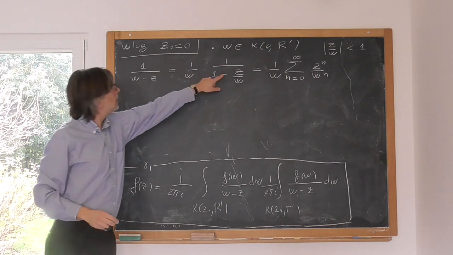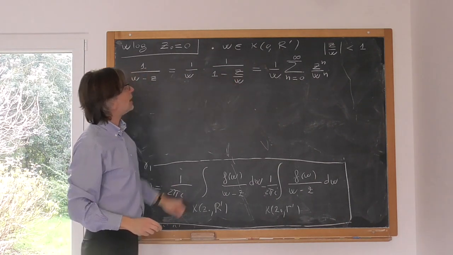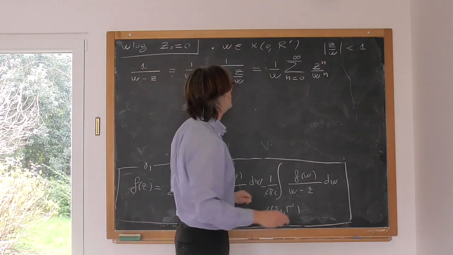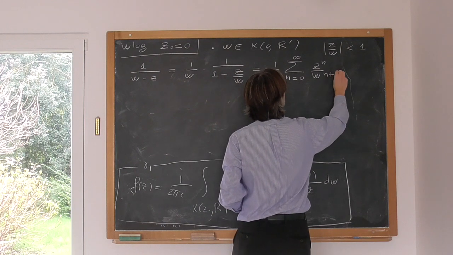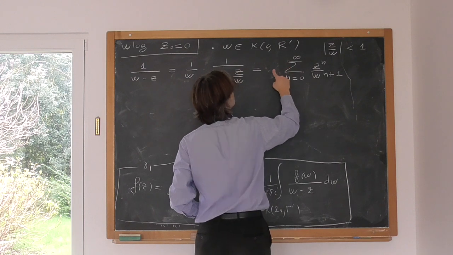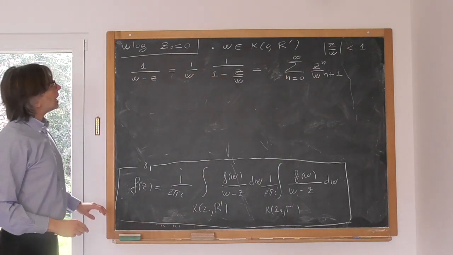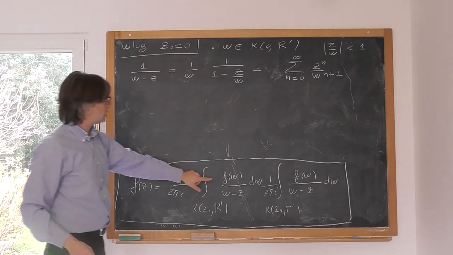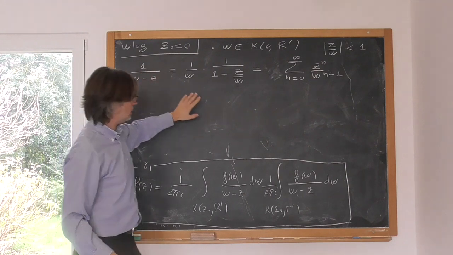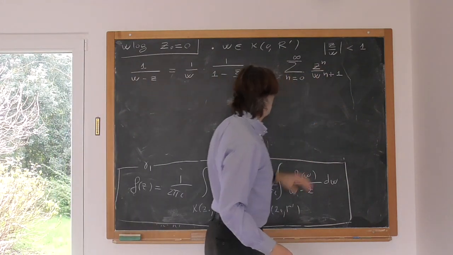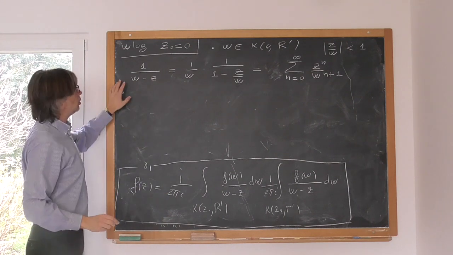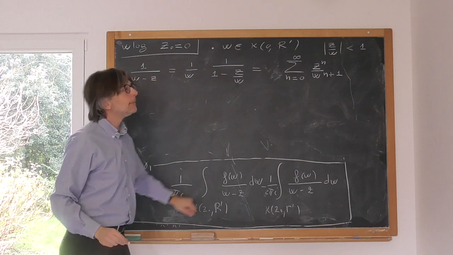Okay, just because this complex number has absolute value of less than 1. And now we can take this 1 over w inside the sum just by adding 1 to this exponent, and we can remove this. Okay, so this is good because now we have expressed this fraction, this rational function, as a power series in z, which is what we wanted. Now, and this will be plugged in this formula.